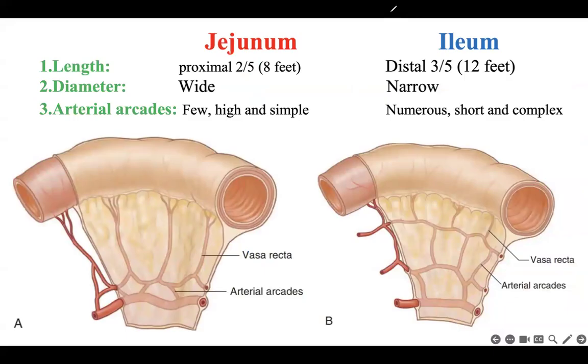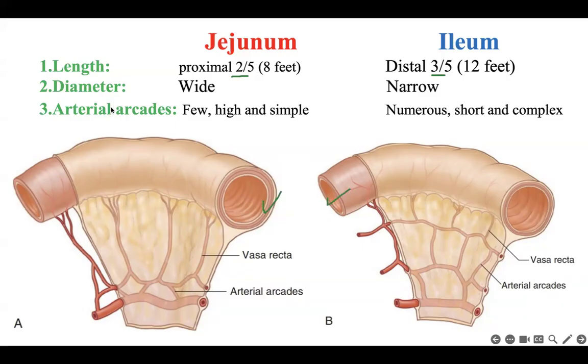What are the differences between the jejunum and the ileum? The jejunum and the ileum are about 6 meters in length, so we divide them according to length. The jejunum is about the proximal 2/5, but the ileum is the distal 3/5. The jejunum comes directly after the duodenum and is shorter than the ileum. The ileum is the distal part of the small intestine. The lumen of the jejunum is wide, but the lumen of the ileum is narrow.